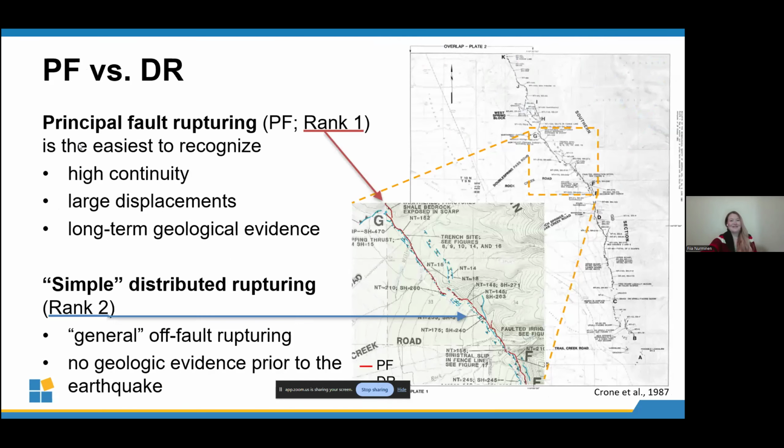In the simplest kind of case, this is similar to what we saw already in the previous presentations today. So we have principal fault rupture that is usually the easiest to recognize from mapped surface data. It has high continuity, and usually the displacements are seen along the principal fault. In addition to that, we have distributed rupturing around it. And in the SURE database, this kind of simple distributed rupturing contains all the, let's say, general off-fault rupturing, with no reason to rank it otherwise.